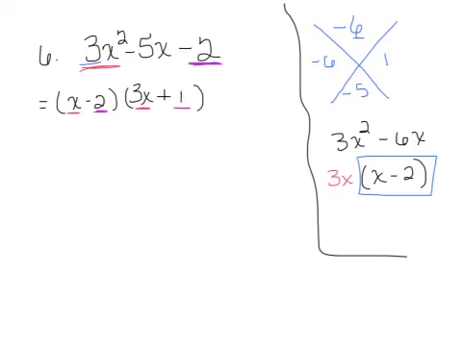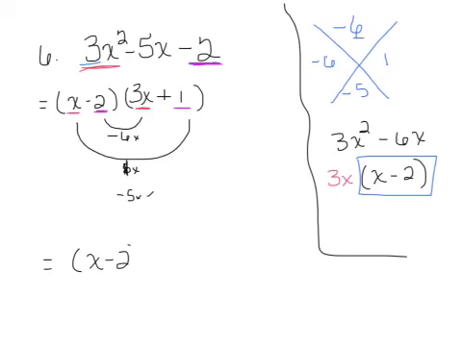And now to check, I do my insides. That gives me a negative 6x, and my outsides give me a positive 1x, and they add up to negative 5x. So I know that I multiplied it correctly. So my answer is just x minus 2 times 3x plus 1.